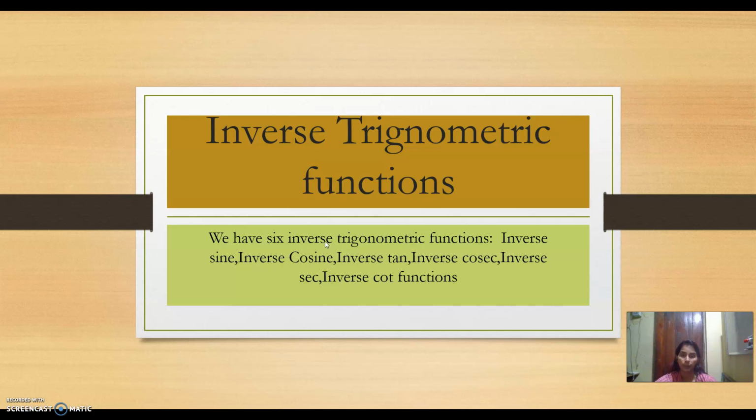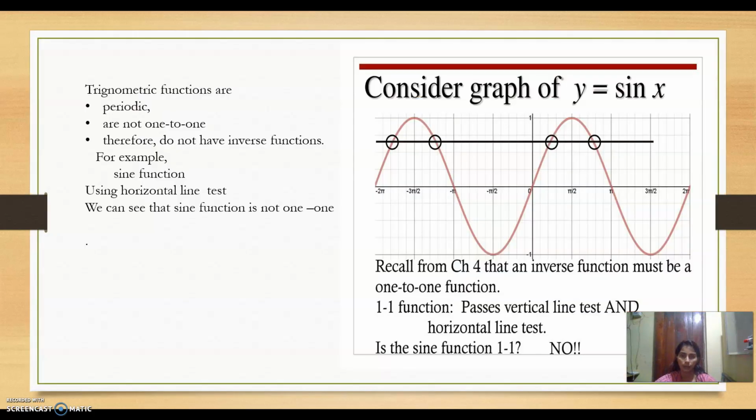What are they? The trigonometric functions are sine, cosine, tan, cosec, sec and cot functions. The inverse trigonometric functions are inverse sine, inverse cosine, inverse tan, inverse cosec, inverse sec, inverse cot functions. So today we are going to study these. The trigonometric functions are mainly periodic functions, and we know that they are not one-to-one.